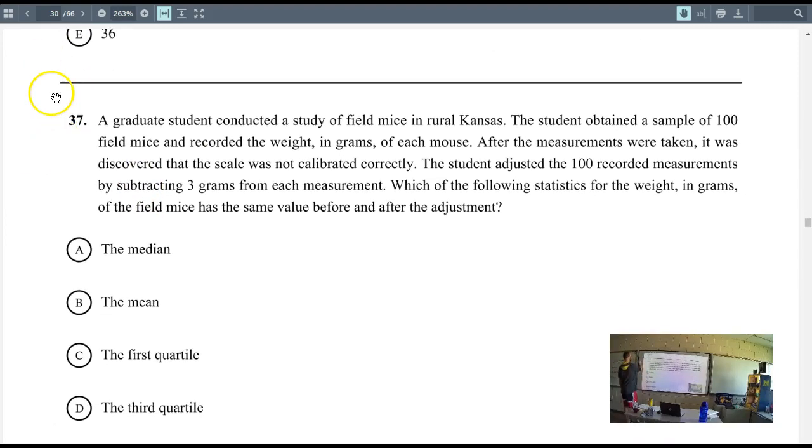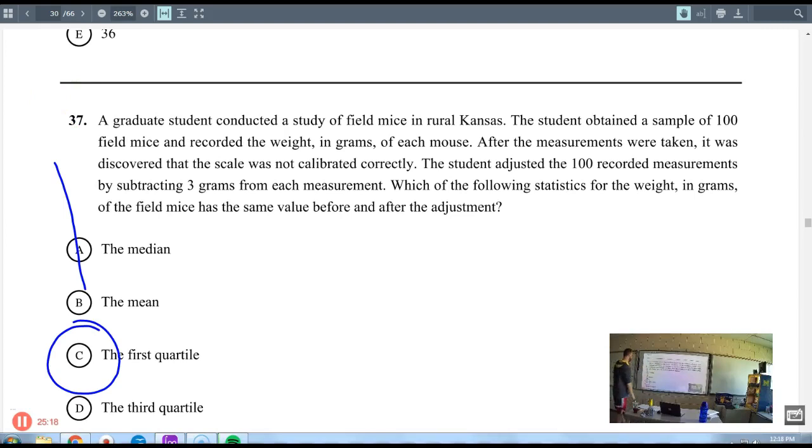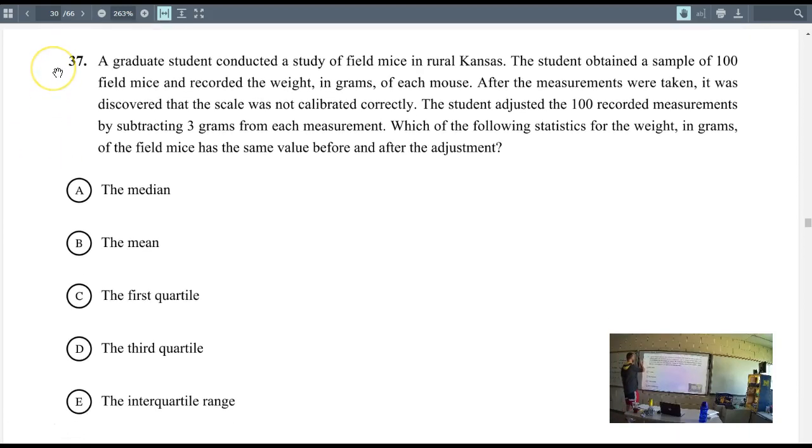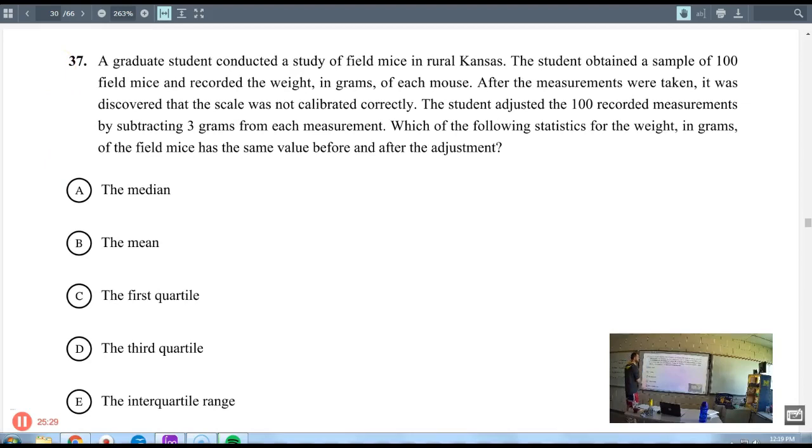37. Similar to the one we just did, add 100. So here, we're going to subtract instead of add. That doesn't really do much. So we're going to subtract 3 from everything. 100 recorder measurements. Darn it, I screwed it up. I forgot to subtract the weight of something they were saying. But I've got to subtract 3 from everything.